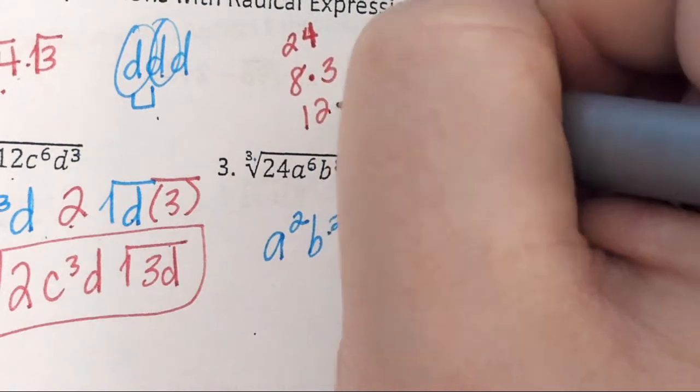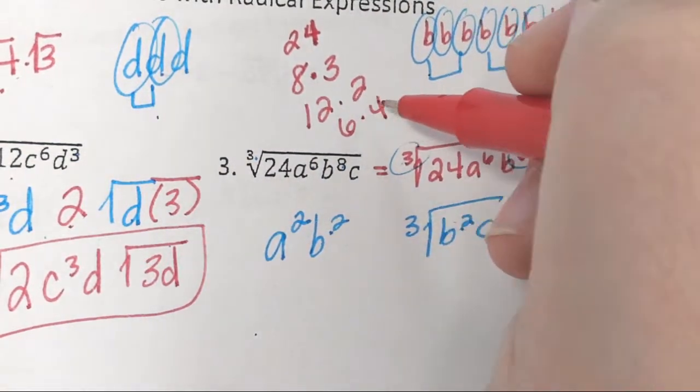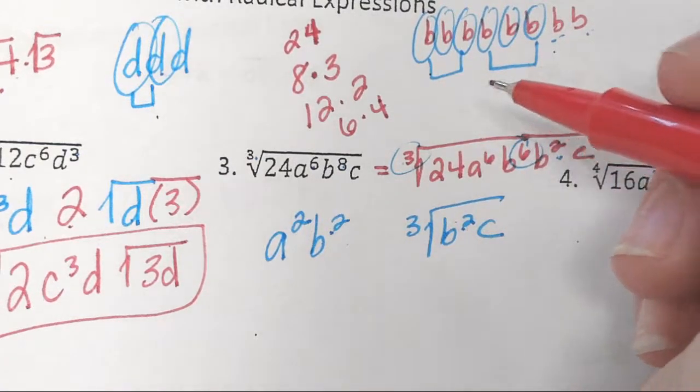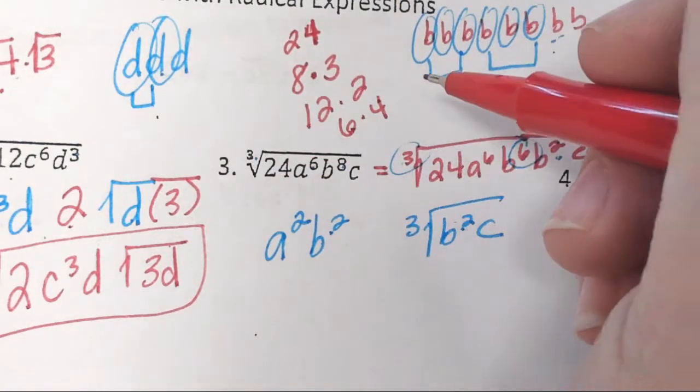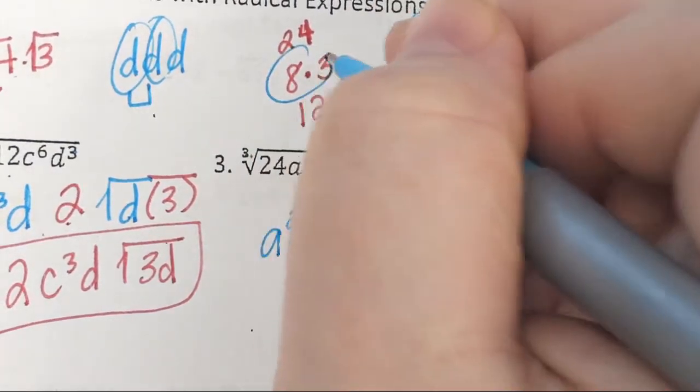I get that 12 and 2 and 6 and 4, and normally we would pick 6 and 4 because 4 is a perfect square. We're not looking for a perfect square. Our index is a 3, so we're looking for a perfect cube. And 8 is a perfect cube, so that was a good one. We're going to do 8 and 3.